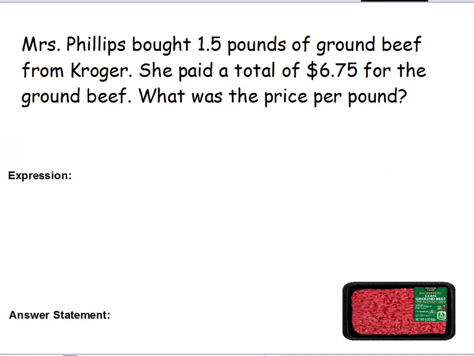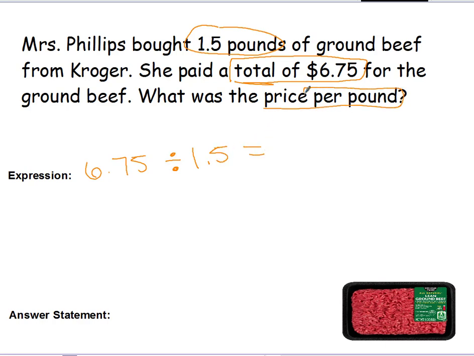Okay, second problem. Mrs. Phillip bought 1.5 pounds of ground beef from Kroger. She paid a total of $6.75 for the ground beef. What was the price per pound? Again, they're giving you the total. So this automatically tells you that it's going to be a division problem. Your total is always going to be your dividend. So your dividend is $6.75. The number of groups is going to be 1.5 because that's how much she bought. And we want to know what was the price per pound. It's another indicator that it's going to be a division problem.